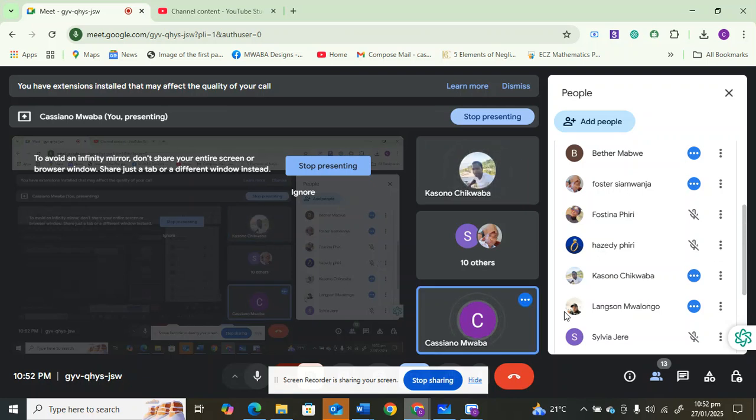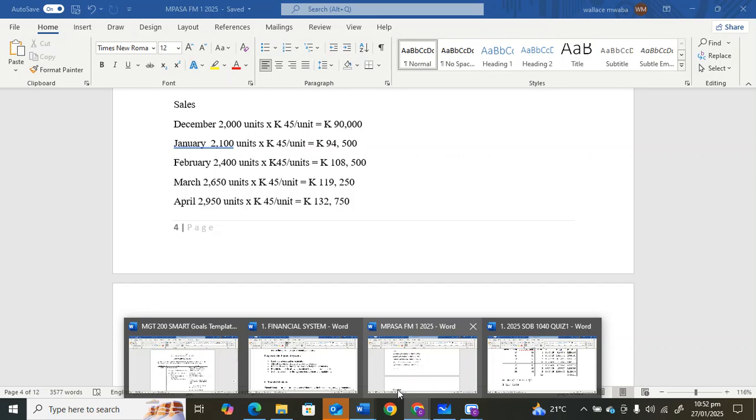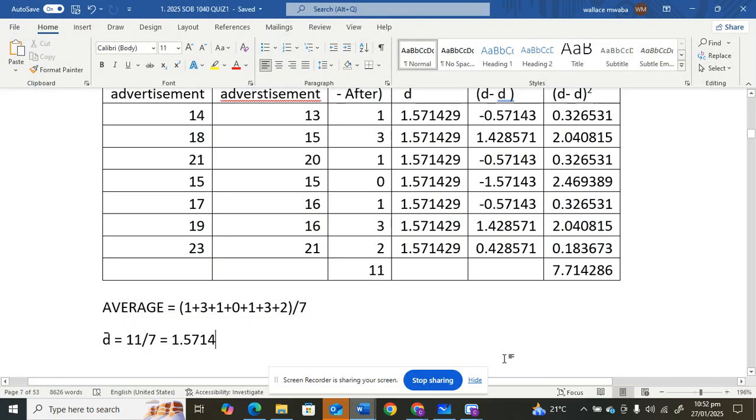Okay. So that's the first step. You get the difference, the average. Step two, get the standard deviation.